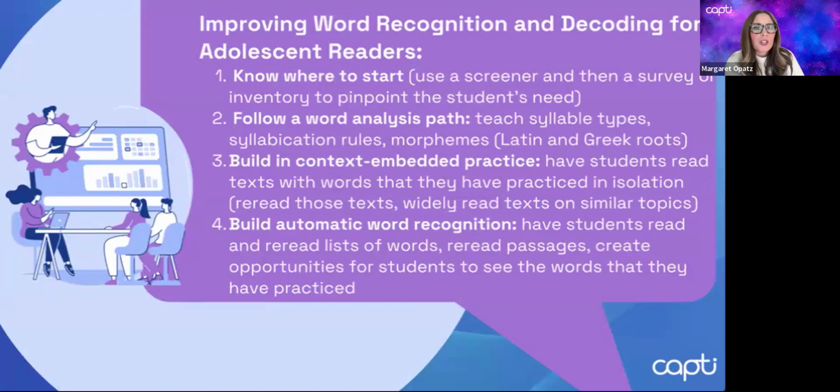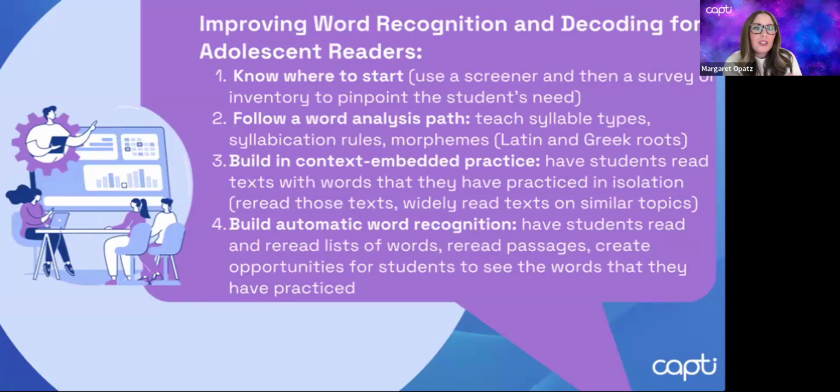If you have any question after giving a screener, use a phonics survey or a spelling inventory to pinpoint what is the need of the student. What is it that will be most beneficial? Students may need that letter to sound correspondence that's found within a phonics curriculum, but they may be ready to get into more multisyllabic word instruction.